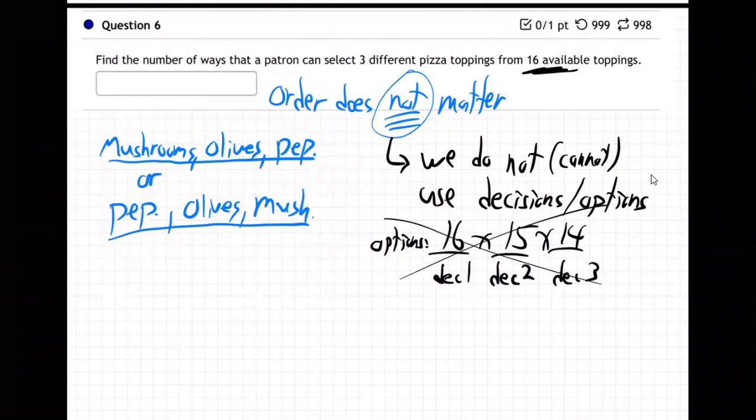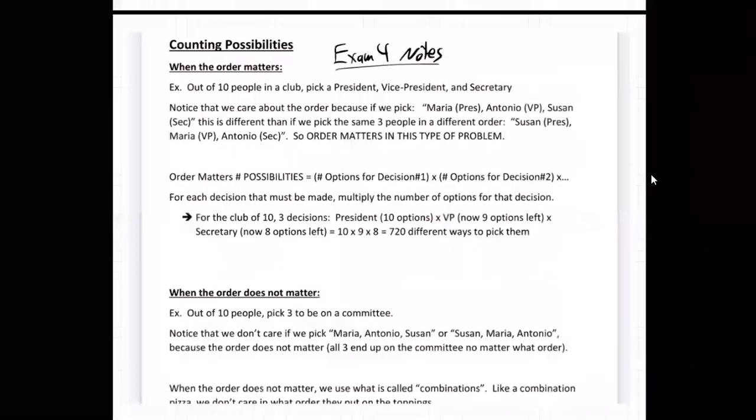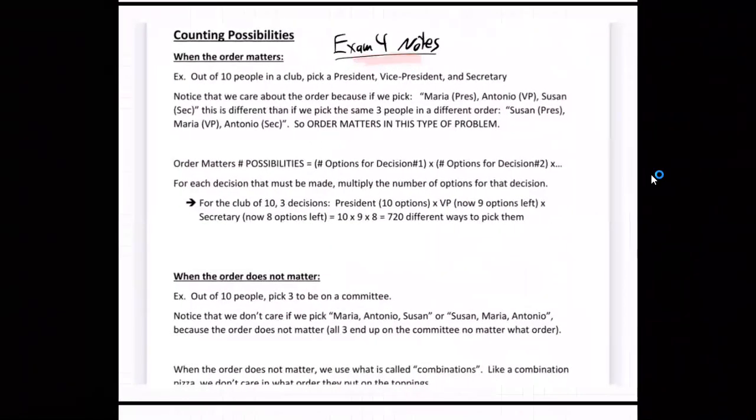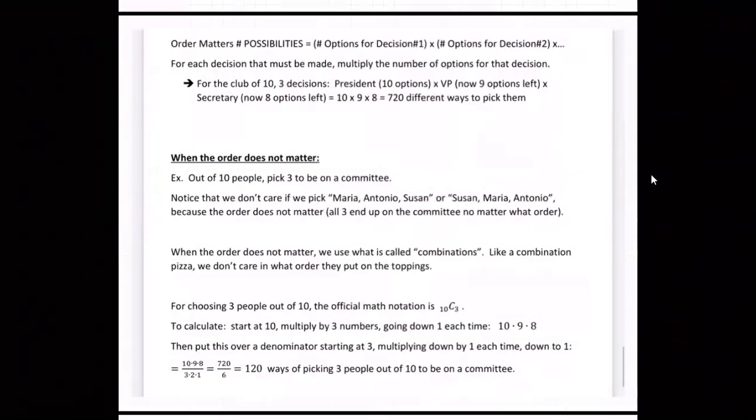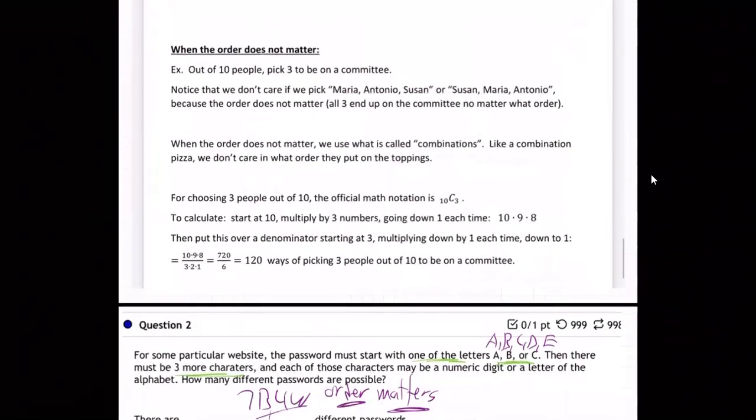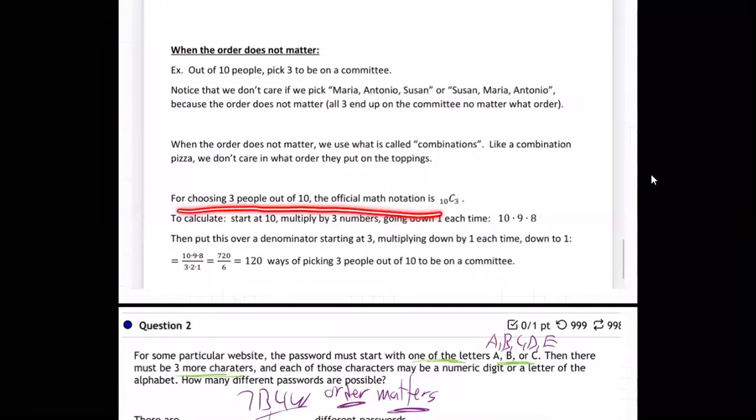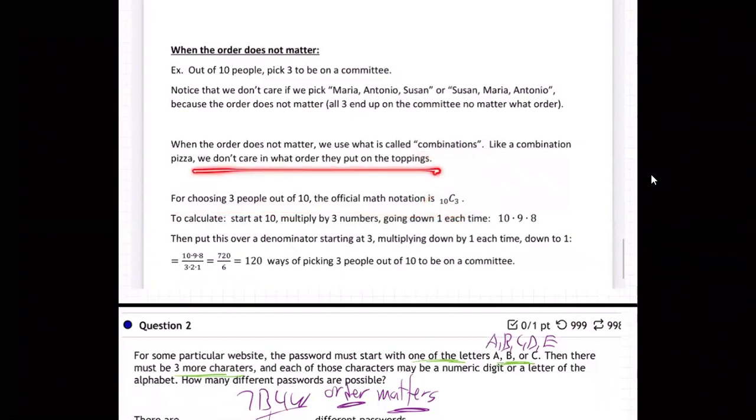So that's what you don't do. So what do you do? Well, looking at the notes. So here's the notes. Here's the exam notes for you. So when order matters, that's decisions options, but that's not our situation right now. When the order does not matter, what do you do? For choosing 3, I give an example, 3 people out of 10. Here's the notation. It's called choosing or combinations. Easy way to remember, it's like combination pizza. The order doesn't matter.